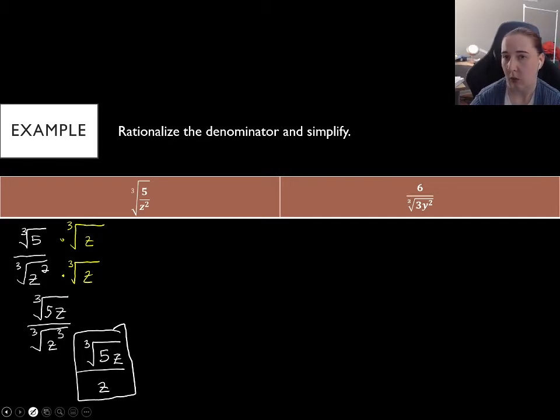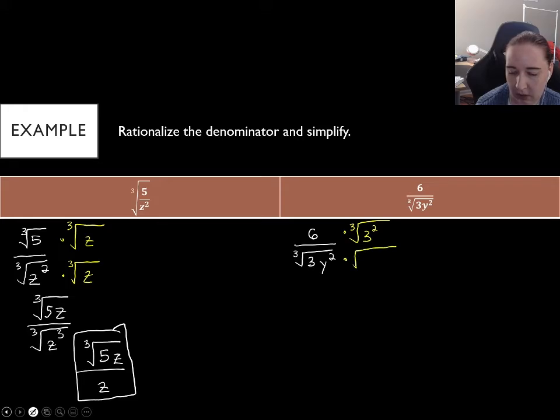Okay, now this next one on the right takes a little bit more thinking. So I have 6 over the cubed root of 3y squared. So we need to get the 3 to cancel out, so we need the 3 to have an exponent of 3. So that means when I multiply, it's going to be a cube root. I'm going to have a 3 squared, because I need to have that 3 to get to a cube.